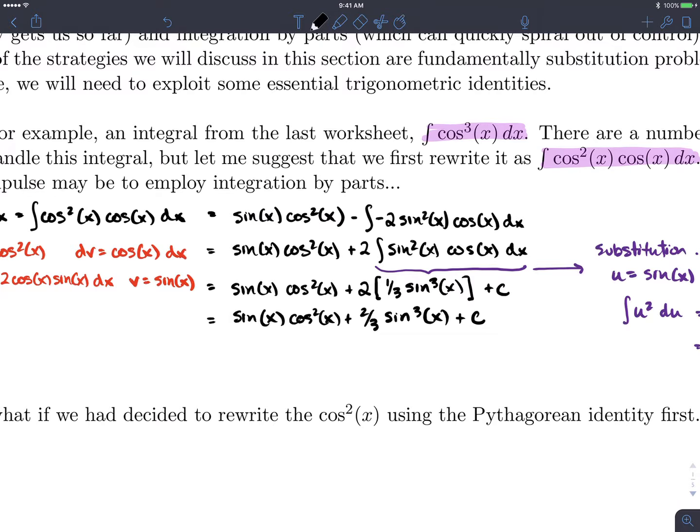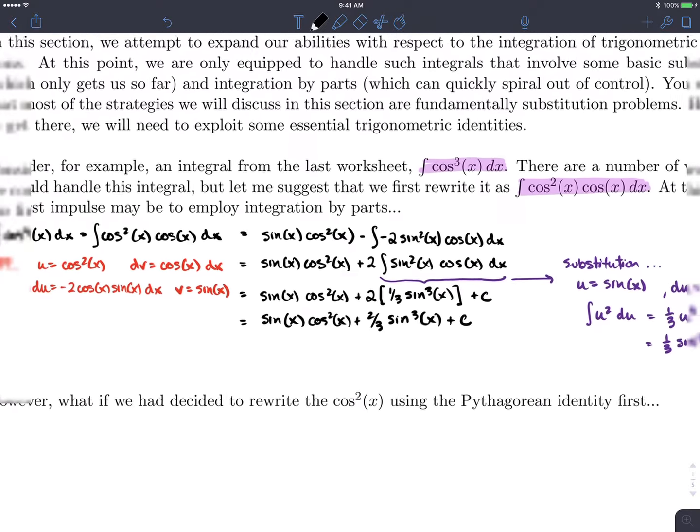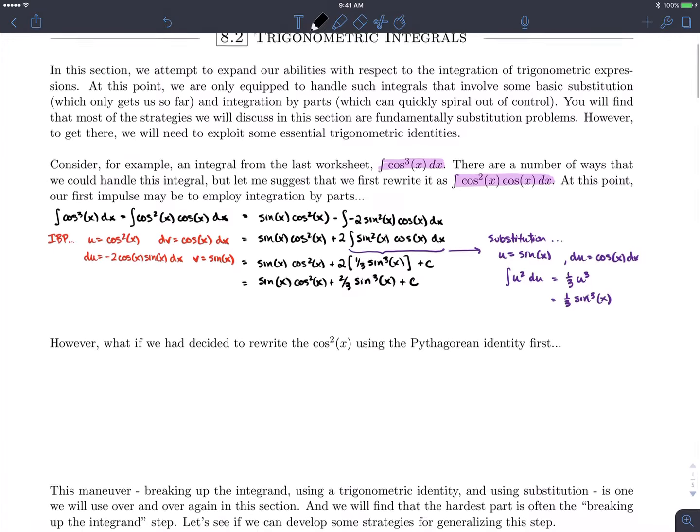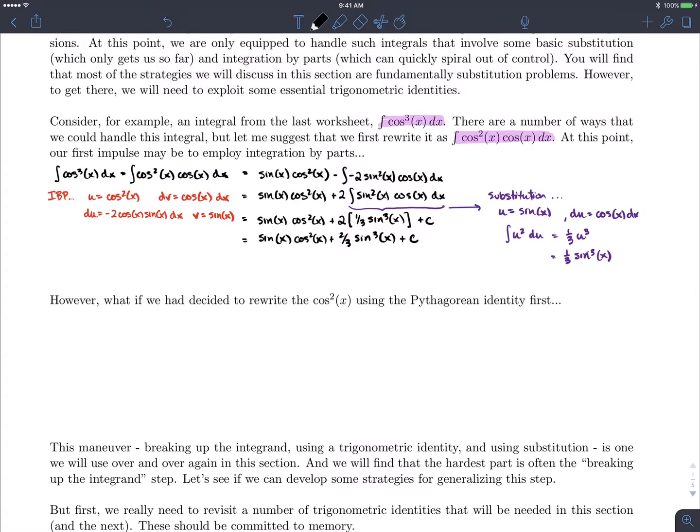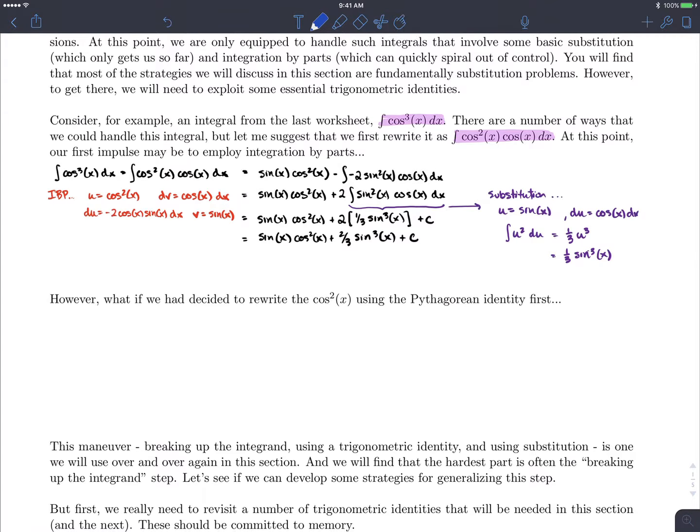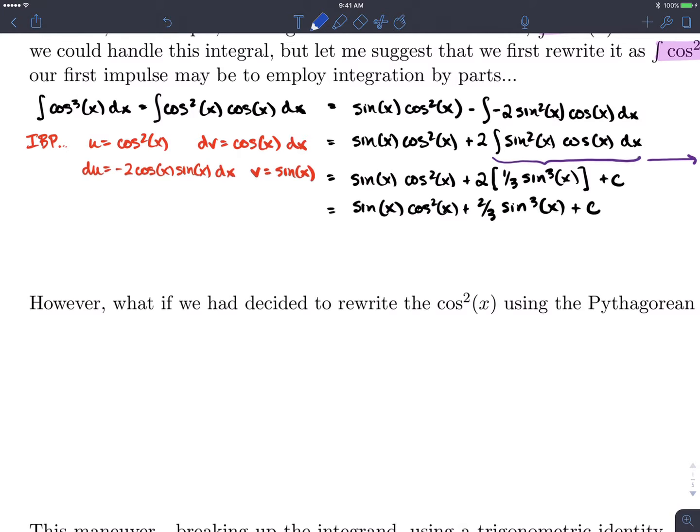So not a quick problem. Integration by parts can take some time in and of itself, and then throw in an extra substitution to get that done, and that takes some time. So in this section, we're going to learn techniques that I think are pretty well characterized by an alternative way of solving this problem. So let's go back to our cosine cubed equals cosine squared times cosine of x dx.